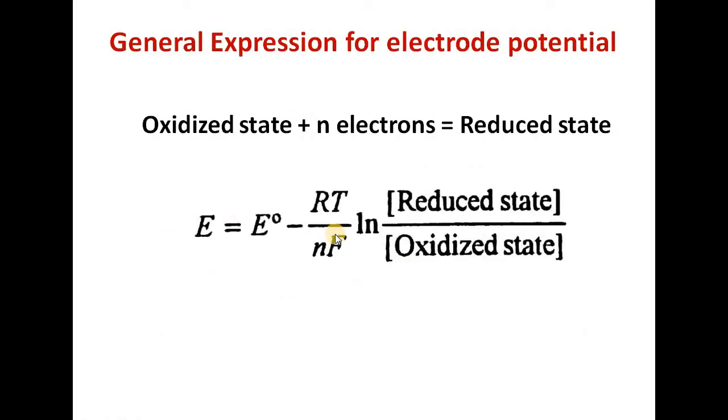In case we talk about the general expression, the oxidized state plus an electron gives the reduced state, and the general expression for the electrode potential will be E is equal to E naught minus RT by nF log natural reduced state divided by oxidized state. So this is the general expression for the electrode potential of any type of electrode.